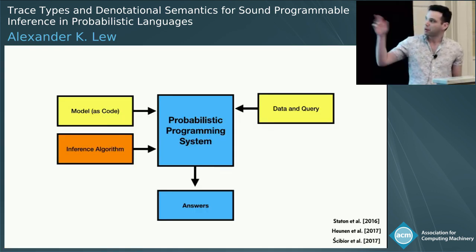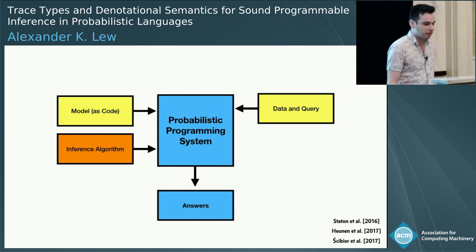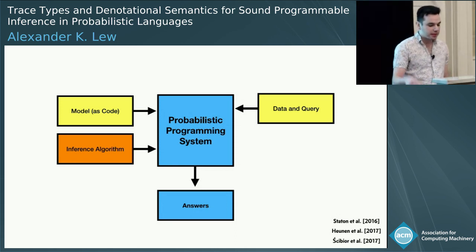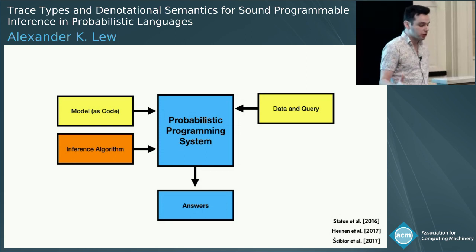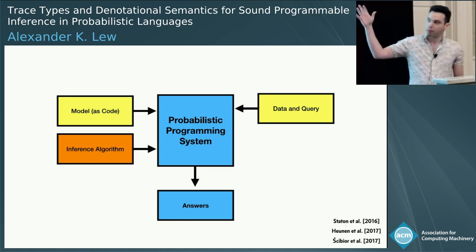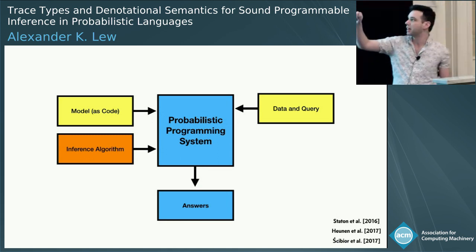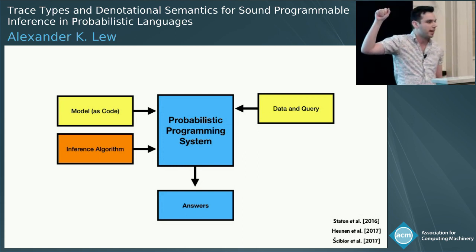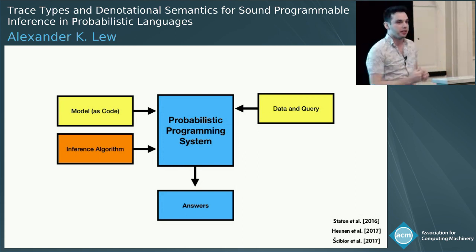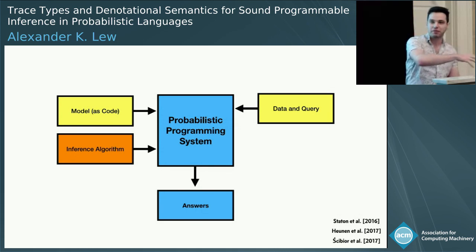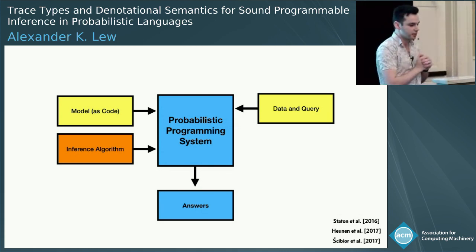So probabilistic programming systems, just to give a little bit of context, aim to make probabilistic modeling and inference techniques easier to use. The idea behind many probabilistic programming systems is that the user is going to write down a probabilistic model as code in a probabilistic modeling language. They're going to feed it to the probabilistic programming system. Maybe they're going to choose an inference algorithm from some menu of inference algorithms. They'll put in their data and their query, and out pop results. And the system is going to automate the application of the inference algorithm to the model and the data.